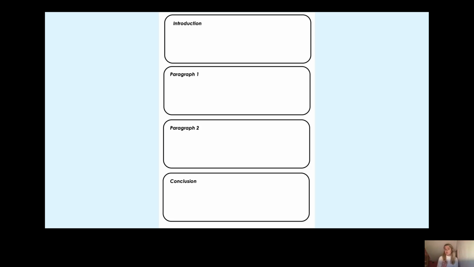And then in paragraph 1 and 2, we give more information. And then the conclusion is the last comments that we want to say in our letter. So what's the last thing that you want to say to this person before you end your letter?